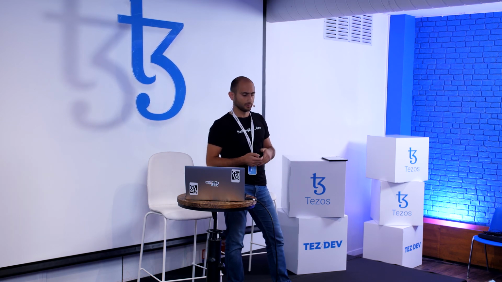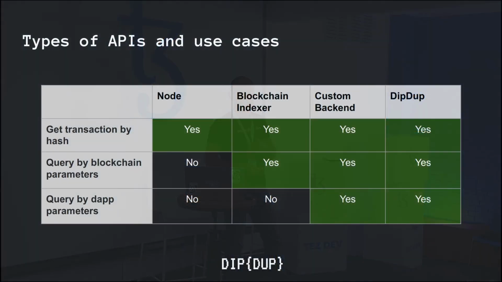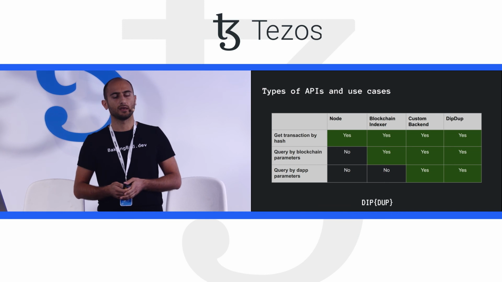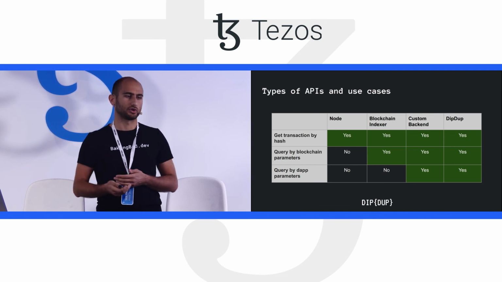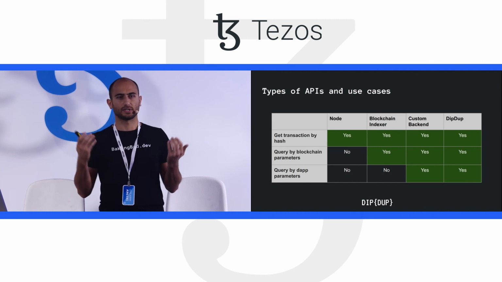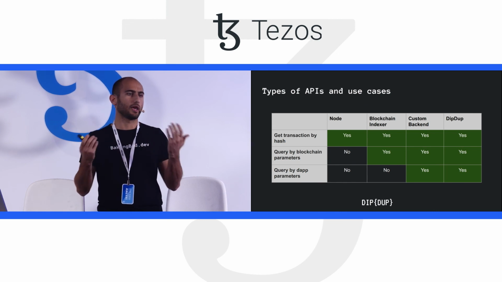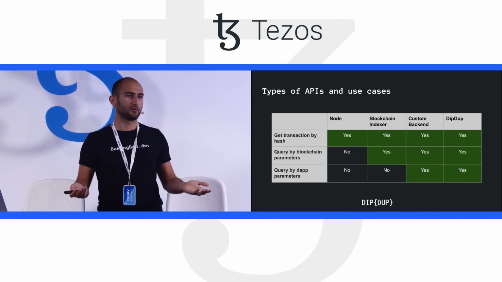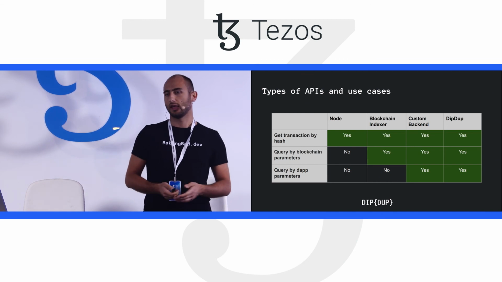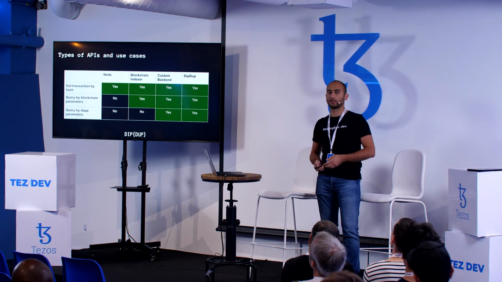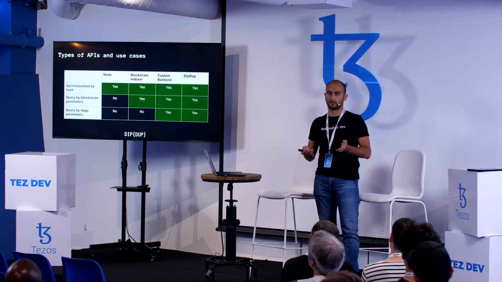What kind of APIs do you have to choose from? You can work directly with the node, but then you don't have many query options. You just get the transactions, and that's it. You can go to an indexer, for example the TZKT indexer, and use the TZKT API, but there you don't have many aggregation options. You can just get the list of transactions, and that's it. And then you think, okay, what do I have to do? You have to create your custom backend and handle all these problems yourself. TezDev is a ready-to-use solution that does it all for you.